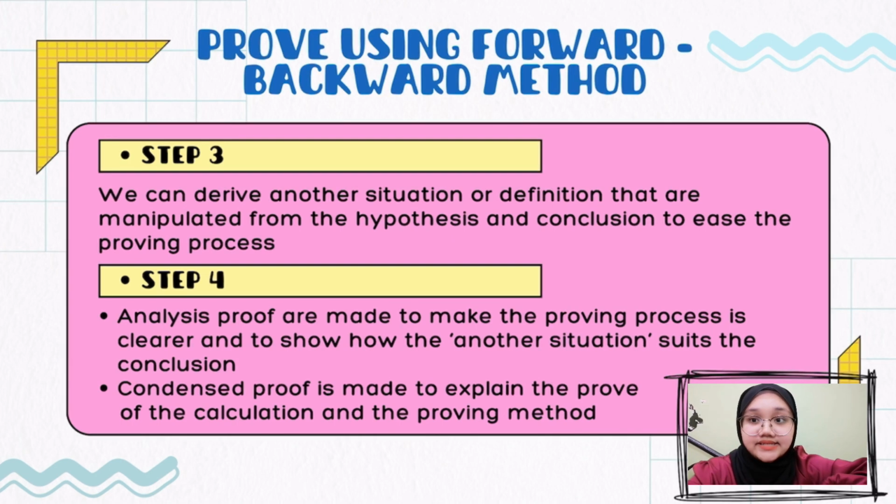For step 3, we can derive another situation or definition that is manipulated from the hypothesis and conclusion to ease the proving process. And the last step is the analysis of proof, which is made to make the proving process clearer and to show how the other situation suits the conclusion. And lastly, the condensed proof is made to explain the calculation and the proving method.